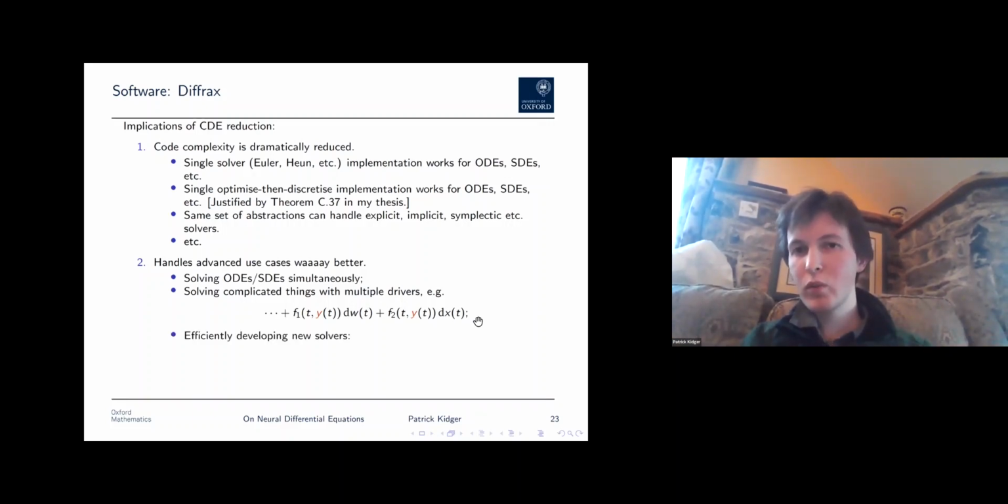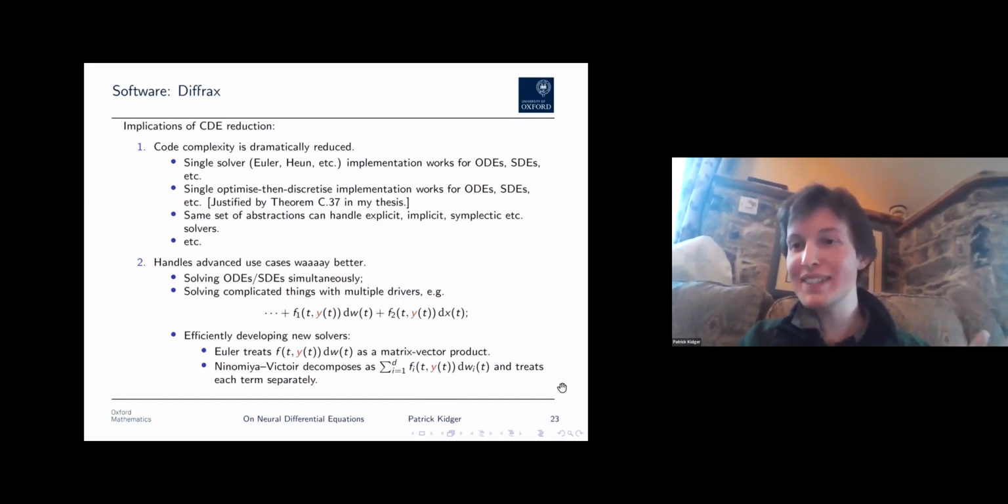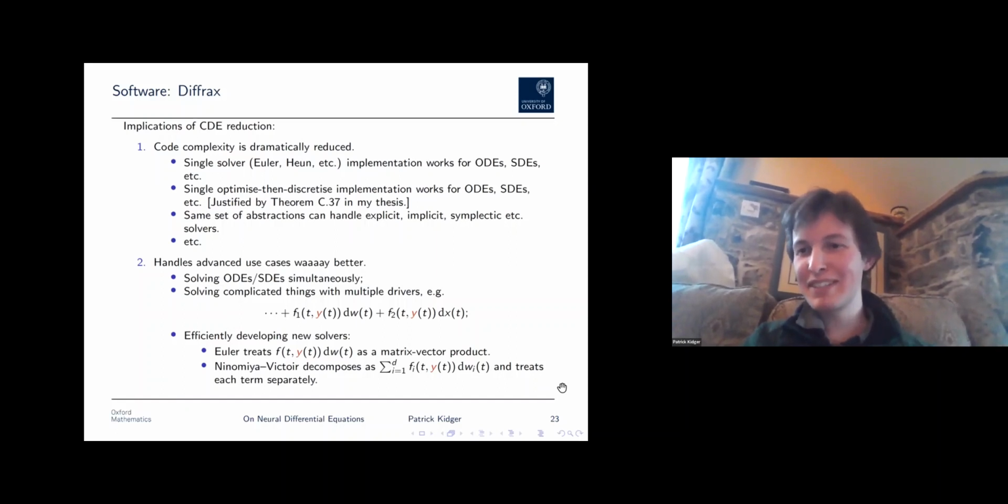When you're working with new solvers, a lot of these have particular requirements. So if you think about, say, an Euler method, then this just treats this FDW as a matrix vector product. It doesn't want to do anything clever. But if you start looking at more advanced solvers, something like, say, Neural Vectoire, and I realize probably none of you have even heard of this, but there are much more complicated differential equation solvers out there. In this particular case, this actually wants to decompose that matrix vector product into individual terms and treat each piece separately.